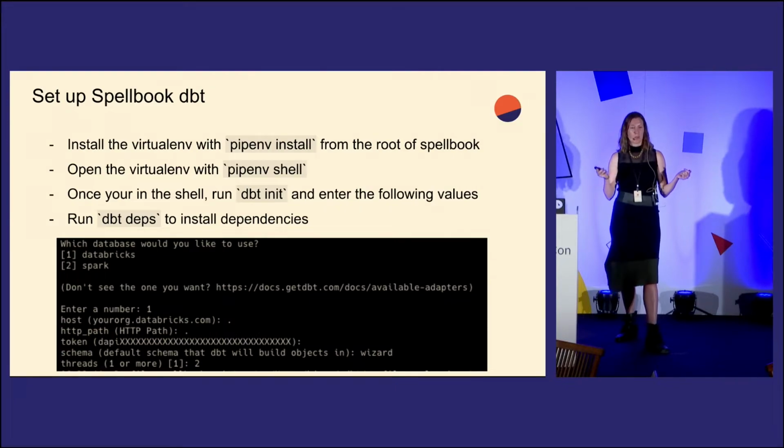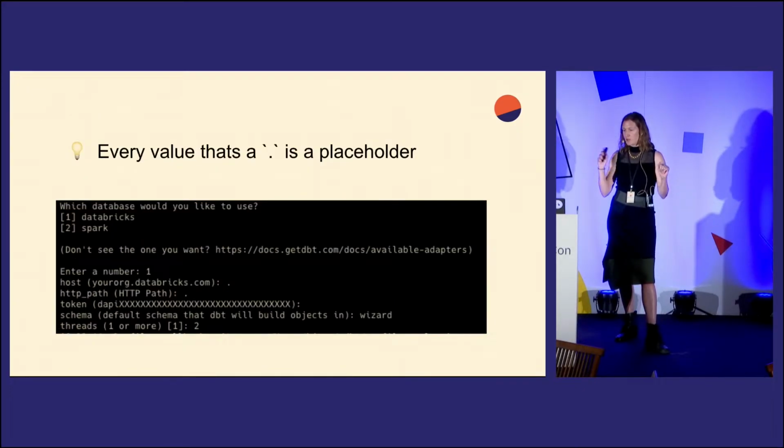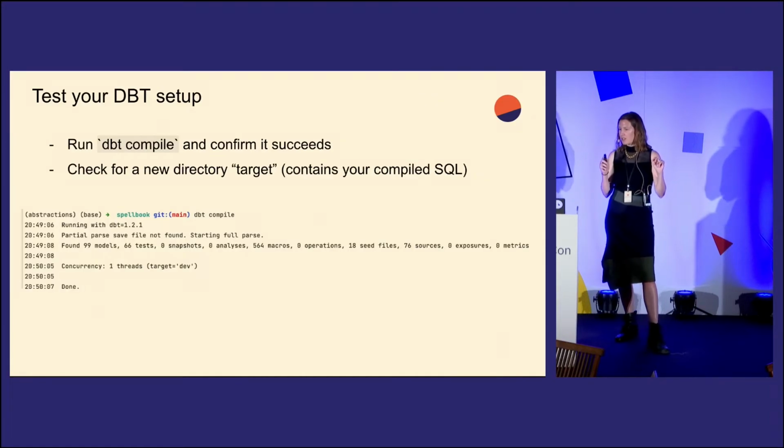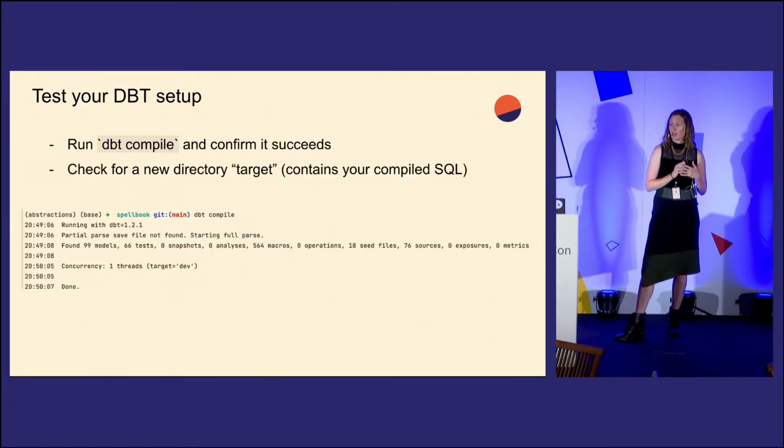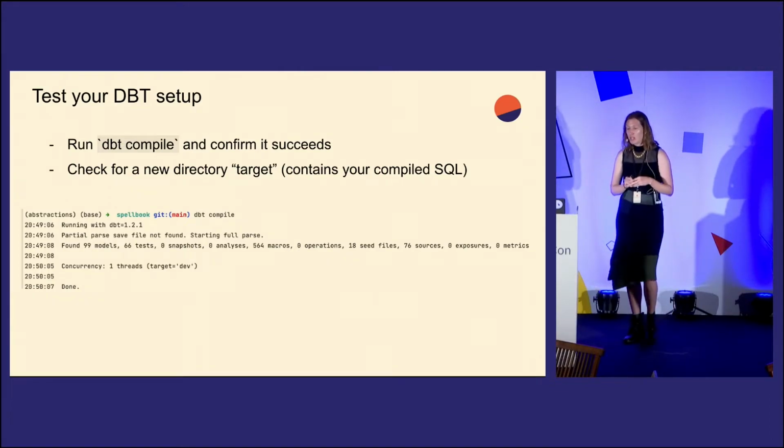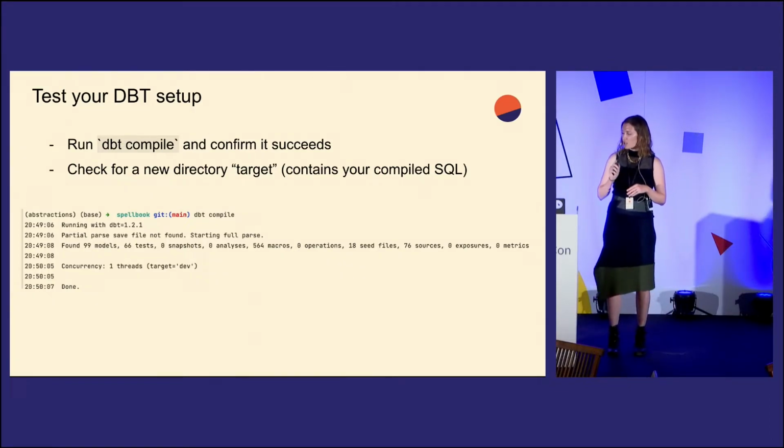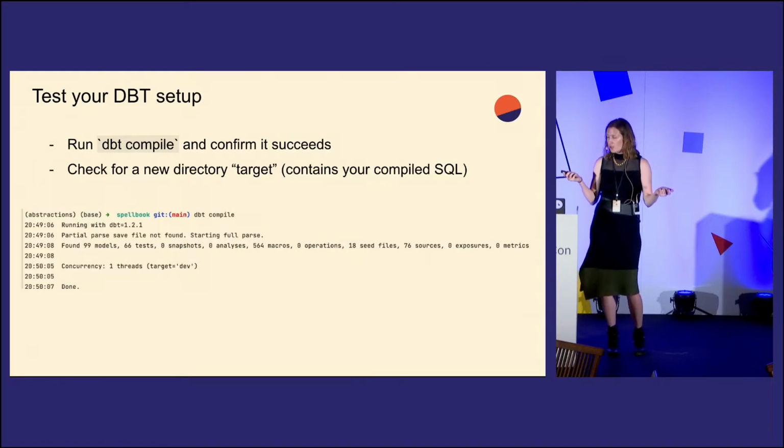But for schema, you must use the schema wizard, because we're doing some kind of magic on the back end with that. And then threads, the same thing, doesn't matter. So just make sure you use wizard as a schema and use whatever placeholders you want for host, HTTP path, and token. After you do that, you're going to run dbt compile. Just make sure that that succeeds and gives you this done message. And then you're going to ensure that that has created a new directory called target.